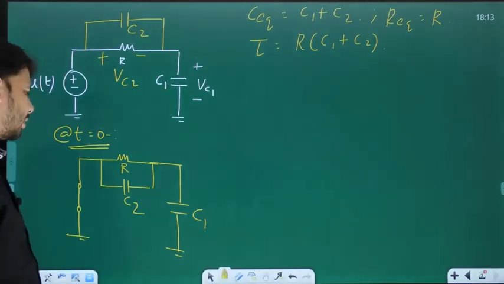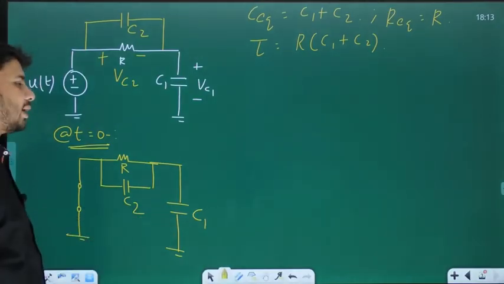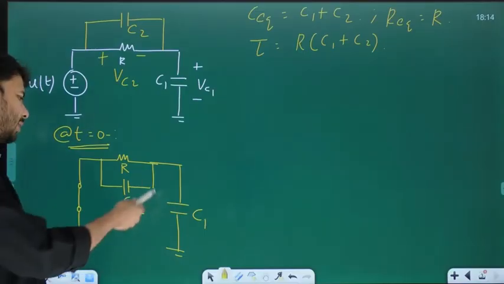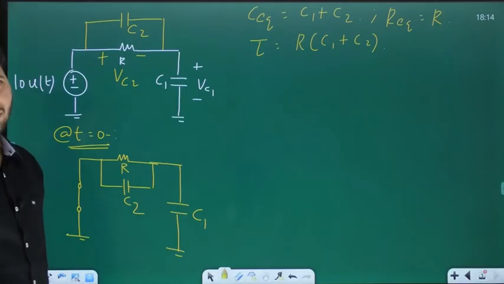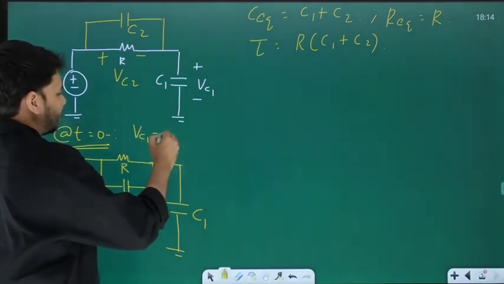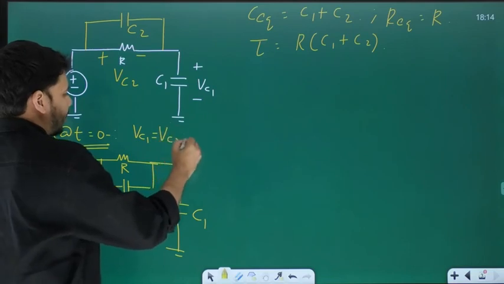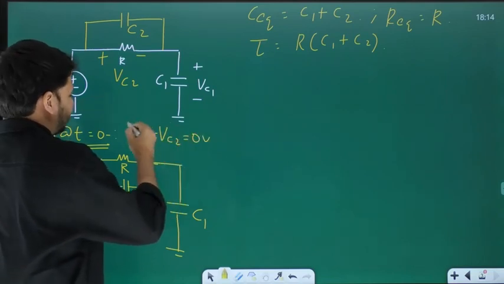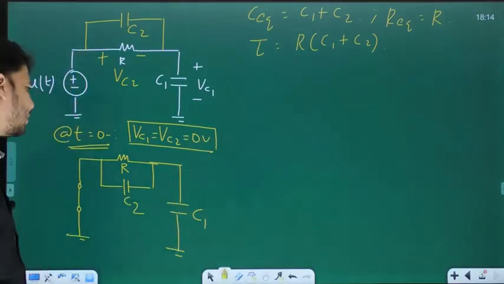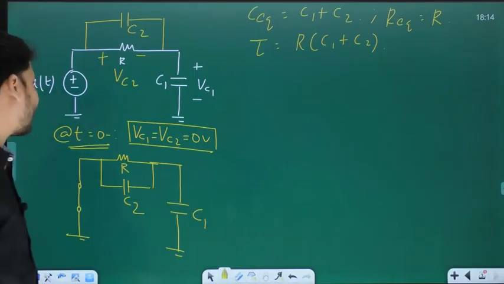Once again, you can see that R, C2 and C1 all three are in parallel, but then it's a source-free circuit. So obviously the voltage drop across C1 and C2 are going to be 0. So at t equal to 0 minus, what is VC1? It is 0. What is VC2 as well? It is 0, okay? Clear up to this point? VC1 and VC2 at 0 minus both are 0, okay?